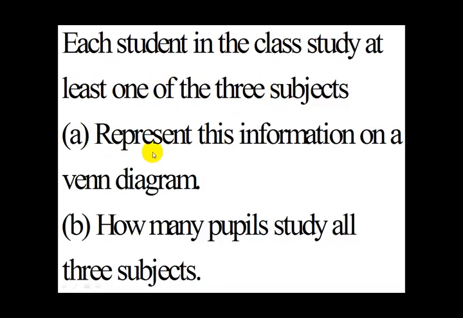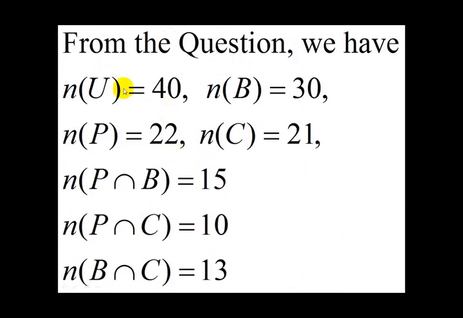Now A, represent this information on a Venn diagram. And B, how many people study all three subjects? Now from the question, the number of students equals 40, so number of U equals 40. Number of Biology students equals 30. Number of Physics students equals 22. Number of Chemistry students equals 21. Number of students who study Physics and Biology equals 15. Number of students who study Physics and Chemistry equals 10. Number of students who study Biology and Chemistry equals 13.